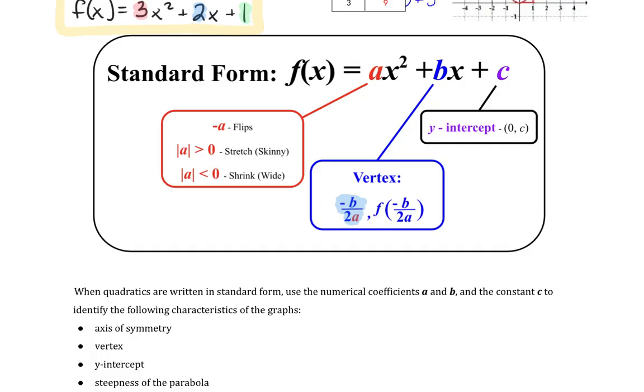To find the y value of the vertex, we're going to take that x value and plug it into the function and find out what the y value is when this is x. And that c value there is going to be your y-intercept, because if x is 0, that's when we know the y-intercept happens. If x is 0, the first 2 terms go away and you're just left with c.